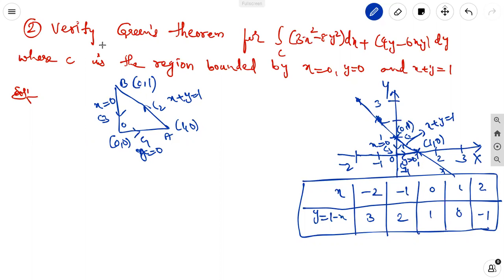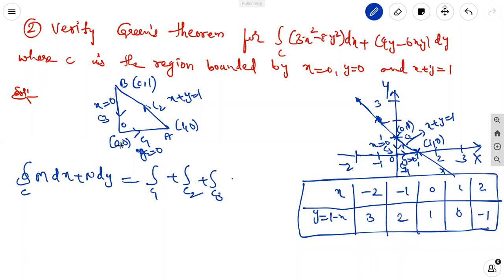Here, verify Green's theorem. Verify Green's theorem means we calculate the line integral over C, M dx plus N dy, which is equal to the integral over C1 plus the integral over C2 plus the integral over C3. Three curves are there along the lines. This is the LHS part. The RHS part is the double integral over the region of dou N by dou x minus dou M by dou y into dx dy. We can calculate this one. This is the idea of how to calculate.